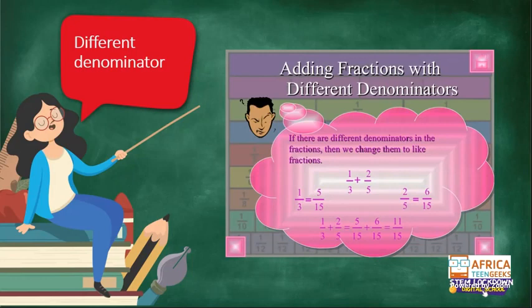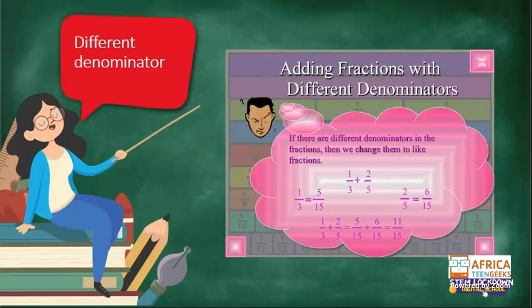All right, so here we have 1 over 3 plus 2 over 5, right? For us to be able to add these two fractions, we have to first convert them to like fractions. So what is the lowest common multiple of 3 and 5? Remember, as we said yesterday, that you must always be able to find multiples of the numbers at the bottom, which are your denominators.